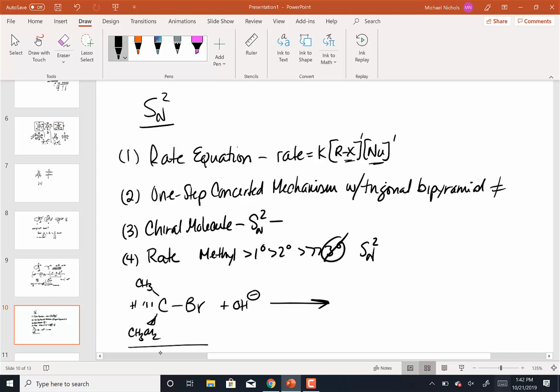Will the overall product of this reaction be chiral? Will it rotate plane polarized light? The real question is, how many products do I get out of this reaction? Do I get one or two? Is the product chiral?